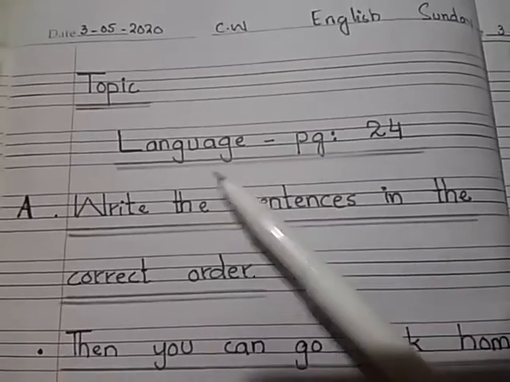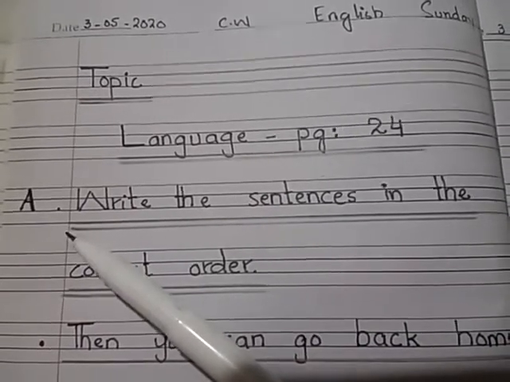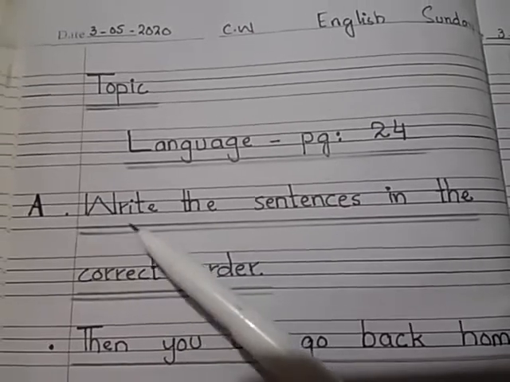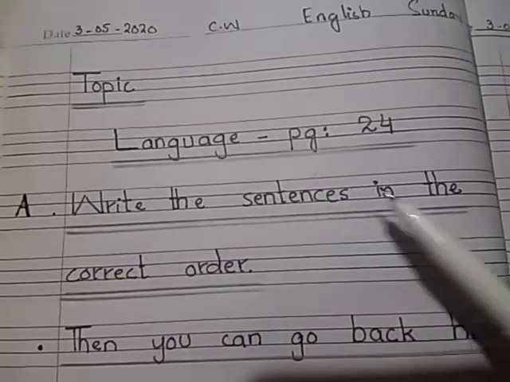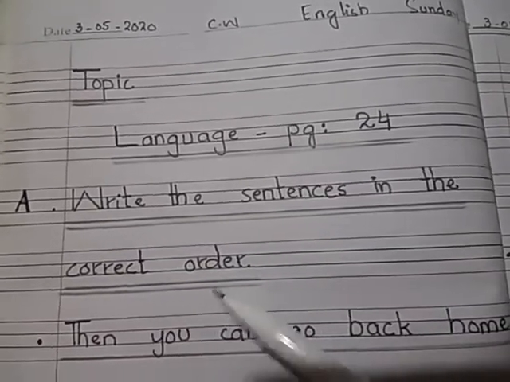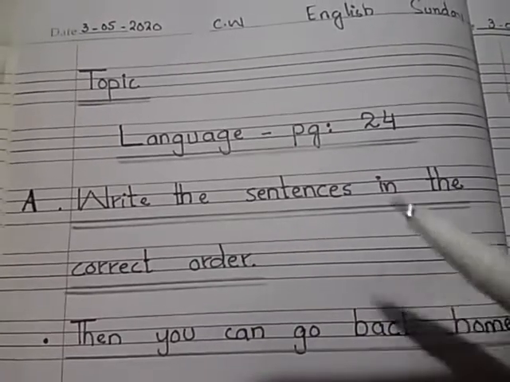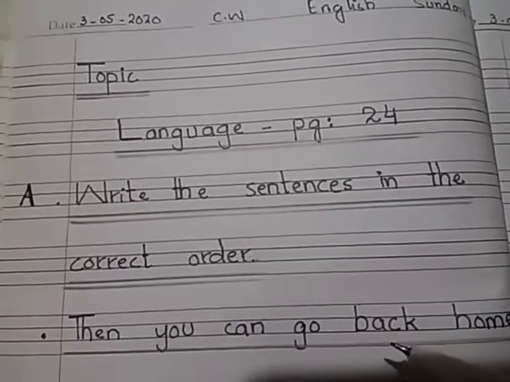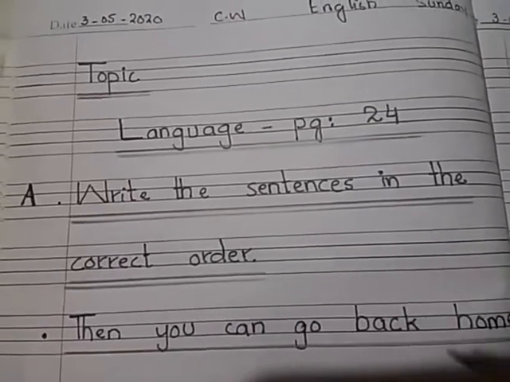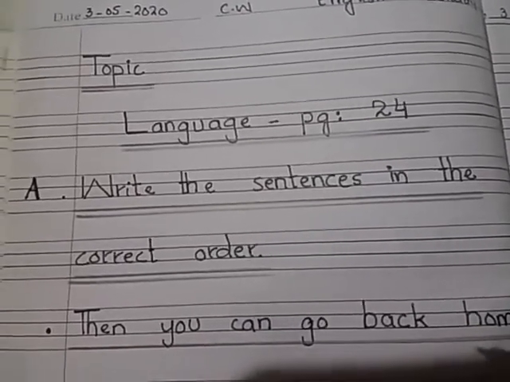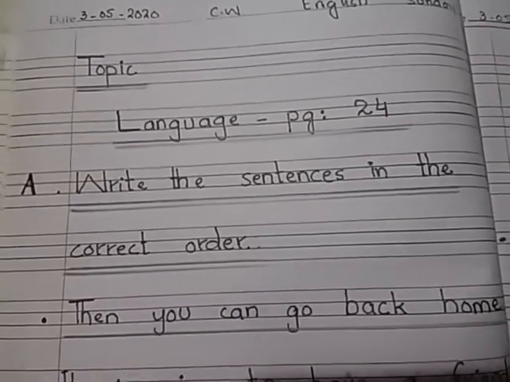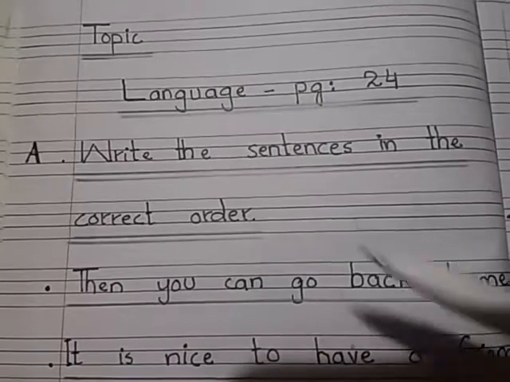In language, our exercise A is, write the sentences in the correct order. Kuch sentences, 3 sentences hame diye gaye hain, unka order correct nahi hai, wo aage piche hain. Humne unko correct order mein likh ke usse ek story banani hai, ek aisi story jisse hamein complete sense mil sake, uski meaning complete ho sake.